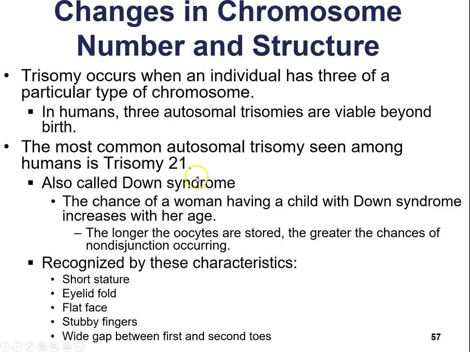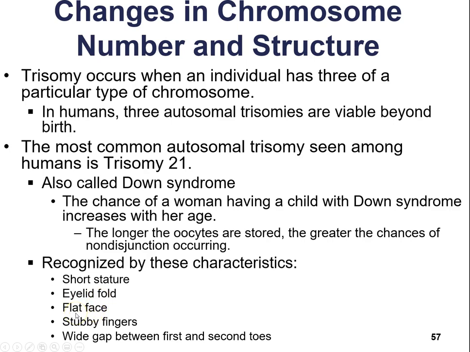One that we probably know about and have heard of, the most common one, is trisomy 21. So you have an extra chromosome 21. It is called Down syndrome. The chance of a woman having a child with Down syndrome is believed to increase with age, because the longer those oocytes are stored and around, remember, you produce those early on in life, and then they're there, you have a greater chance of non-disjunction occurring.